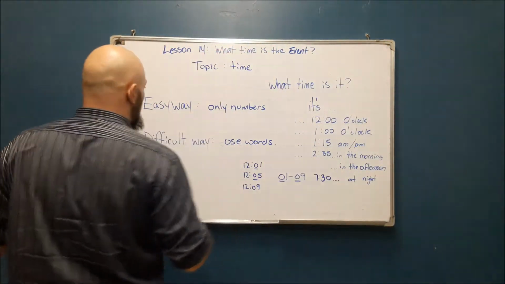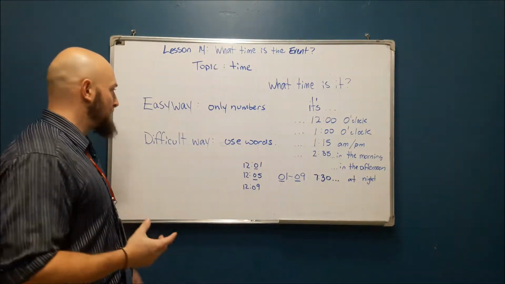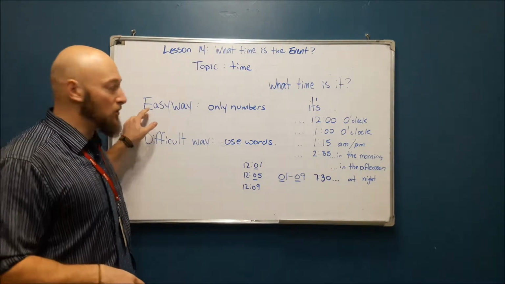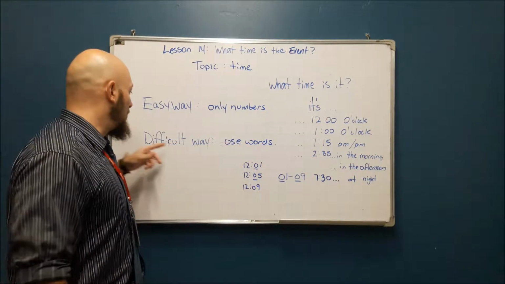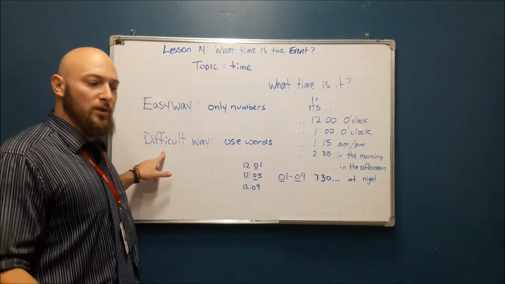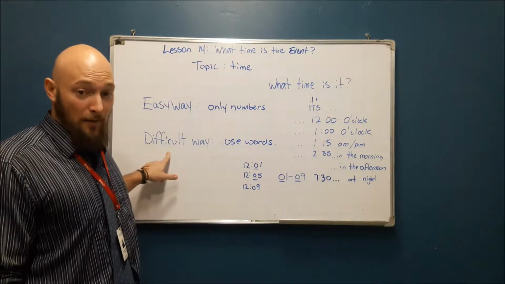Lastly, before we start, is going to be the two different ways to speak about time. We have an easy way where we only use numbers. This is these examples over here. And we have a difficult way where we use some words. Okay, so we're going to look at those examples now.